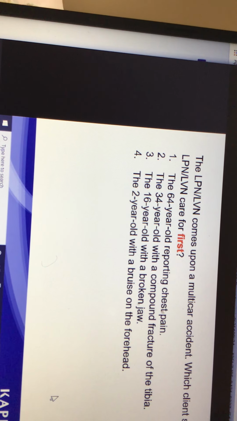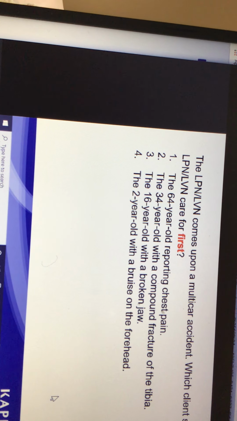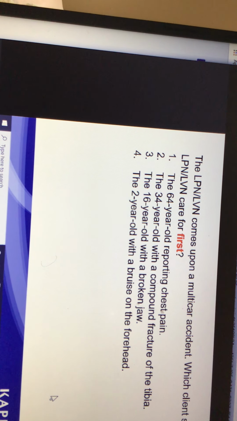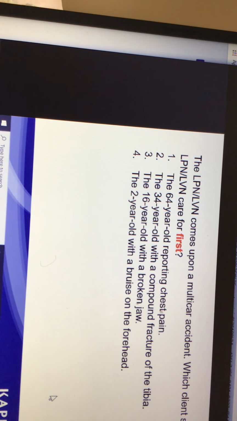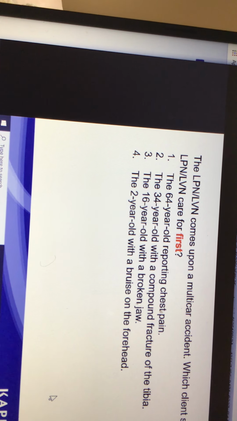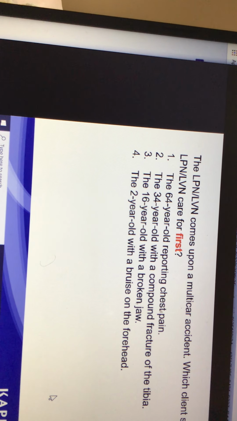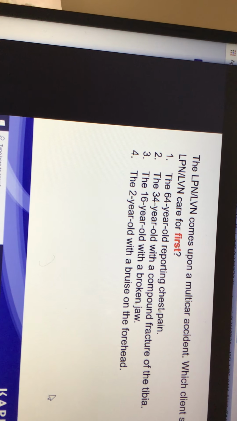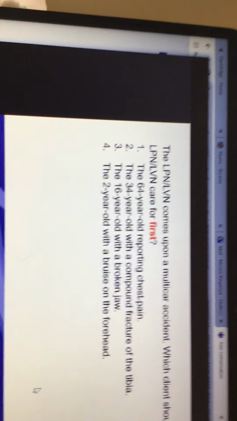All right. So, an LPN comes upon a multi-car accident. Which client should the LPN care for first? What type of question is this? A priority question. It's not really a priority. Who would you see first? Because it's more than one patient. Very good. Who do you see first? I like those questions. They're my favorite. So you're going to use your who-do-you-see-first rules.